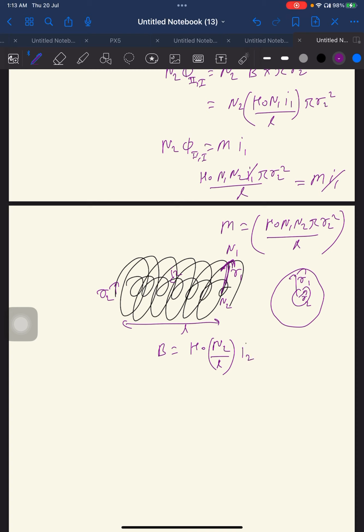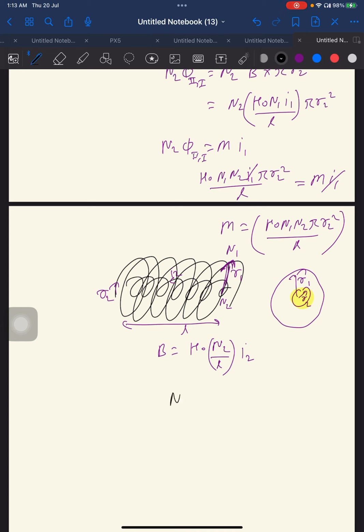Now see, in the bigger coil, whatever the magnetic field is coming because of the smaller coil, that is coming for only this small part here. It is not coming for the whole part. Magnetic field is only in this part, because outside a very long solenoid, we know the magnetic field is zero. We have to make that assumption, then only we'll be able to find it.